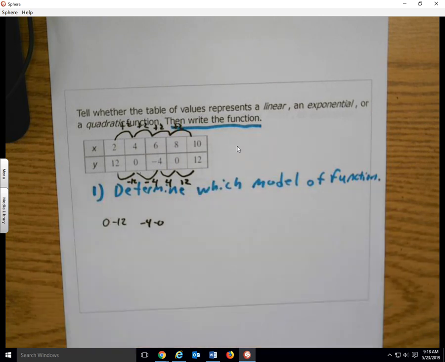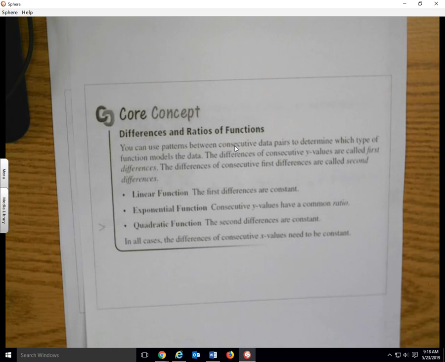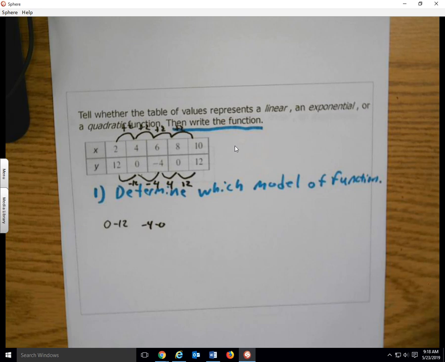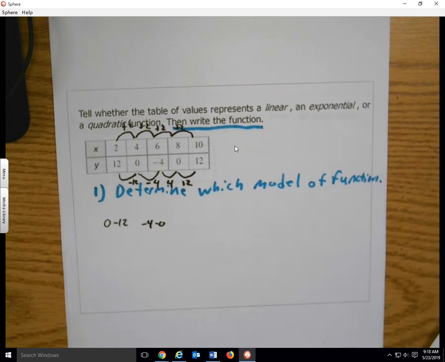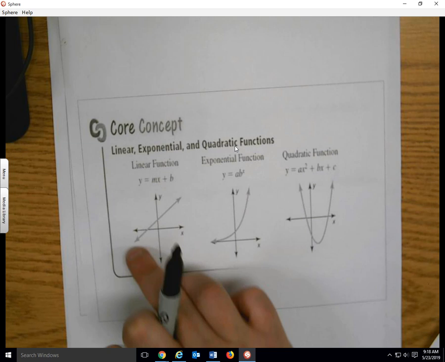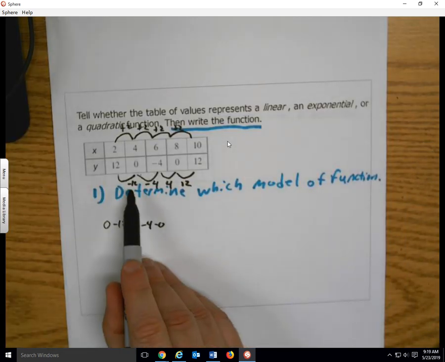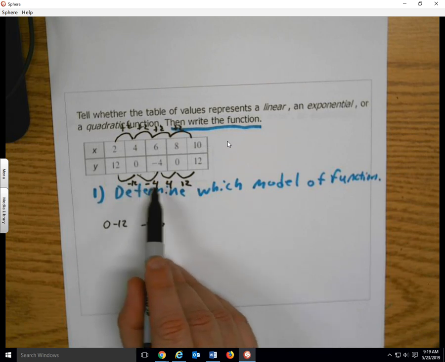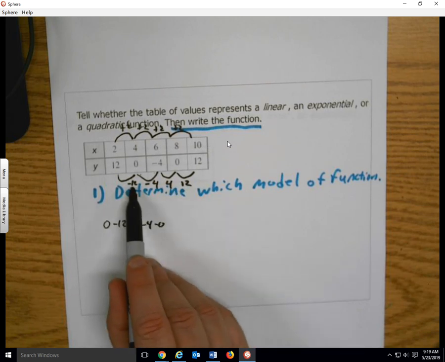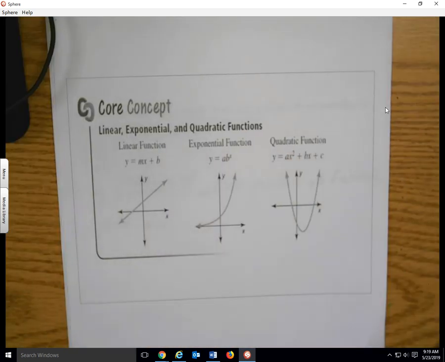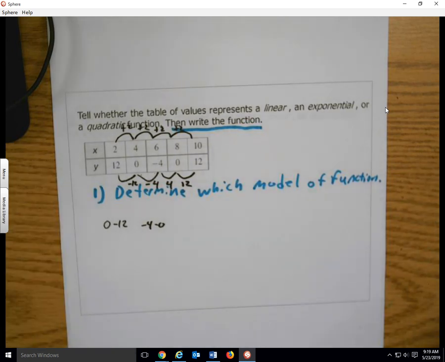So looking at this, we said if the first differences are constant, it's a linear function. It's a straight line. But clearly, these are not the same number each time. There's not a common difference between them all. It would have to be the same number for that to be the case. So it's not a straight line. So our other two options now are exponential, quadratic, or something completely different that we haven't studied yet, or like a trick question. So let's look at the other two.